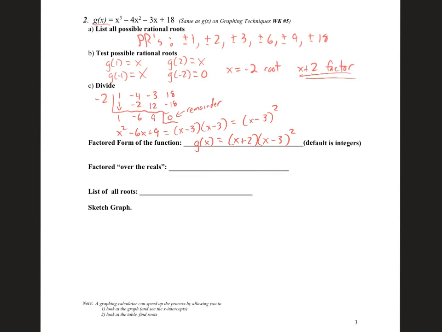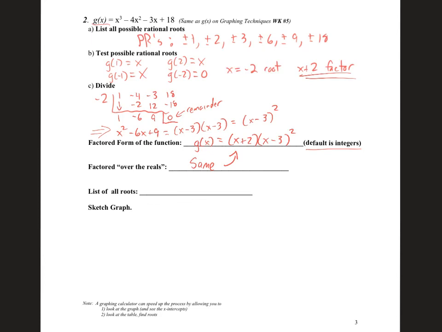We say the default is the integers. If we just say factored form, we want every single term in these factors to be integer values, whether it's the coefficient of the variables or the constant. We could also factor it over the reals, meaning that if this quadratic right here was not factorable, maybe we had to use the quadratic formula and got real number solutions, we could factor over the reals using those real number roots as your factors. But in this case, factored over the reals is going to be the same as the integers. There's no difference there.